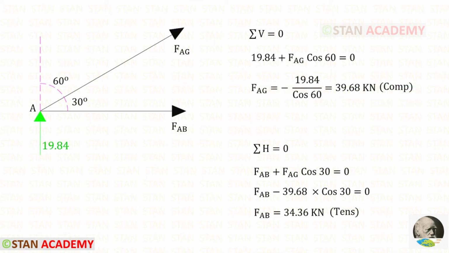Now let us apply the rule sigma H is equal to 0. FAB is acting towards the right side, so it will be positive. FAG is inclined, we have to resolve it in the horizontal direction.